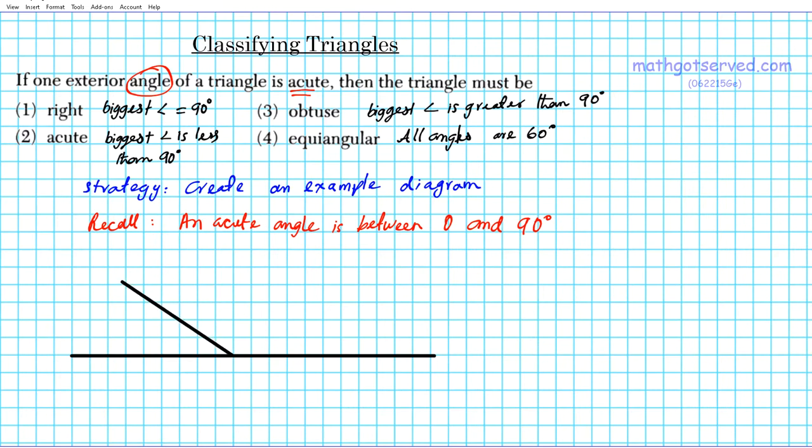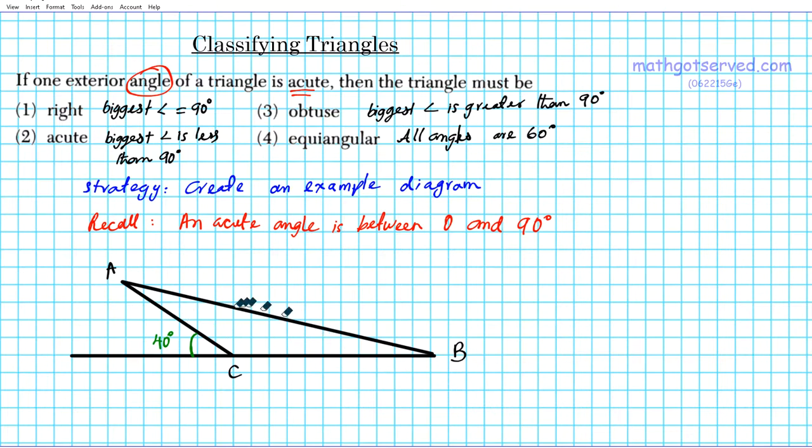What are we looking at? This angle right here. So this angle, let's say it's 40 degrees. Okay. That's the exterior angle. Let me show you the third side of the triangle right here. Bam. So what we just created is an example of a triangle where the exterior angle is acute. Okay. So this is triangle ABC.